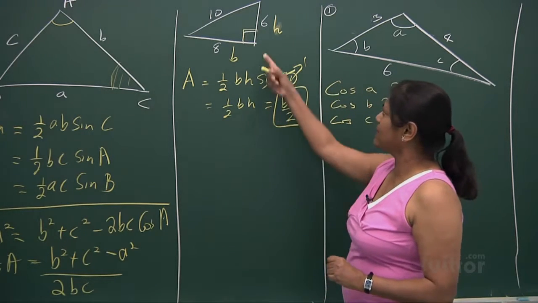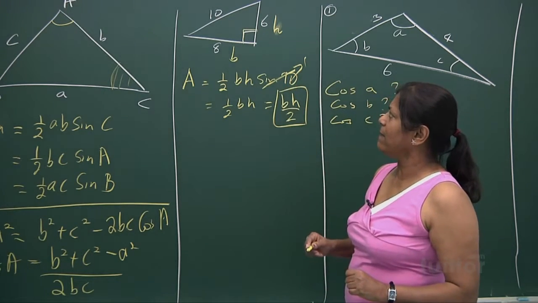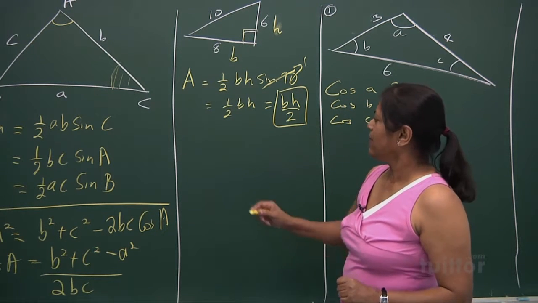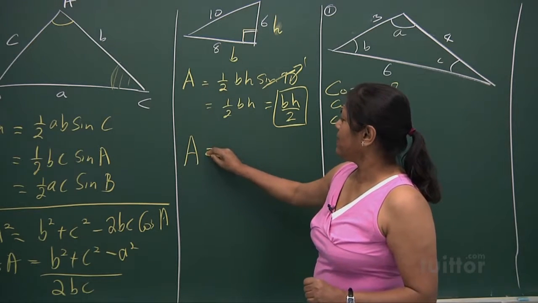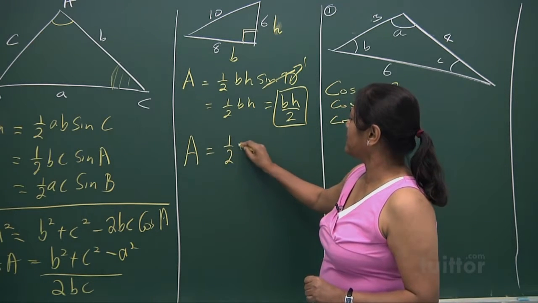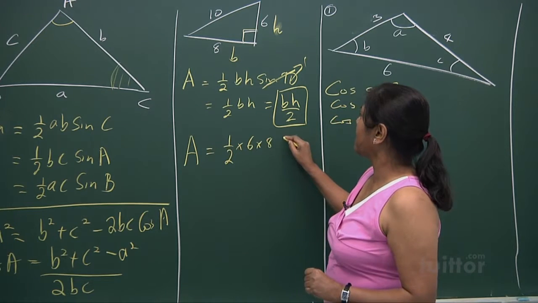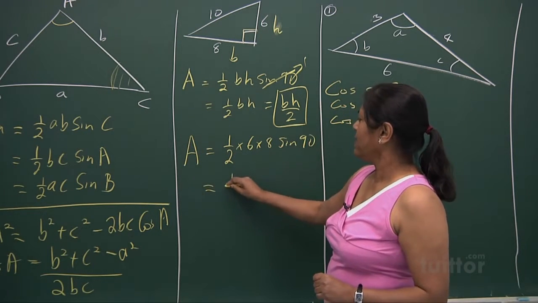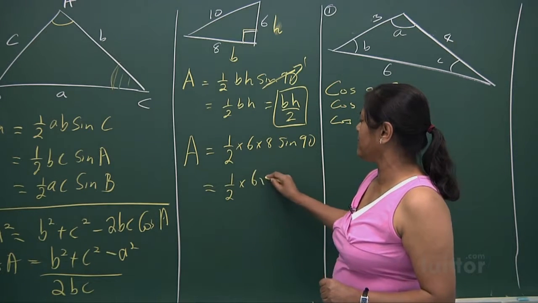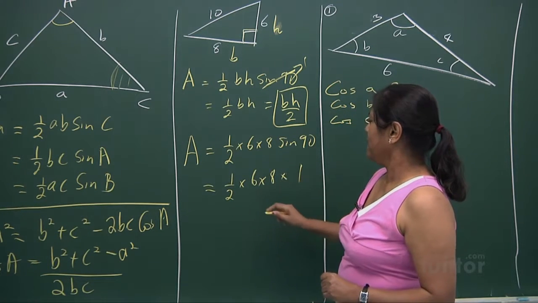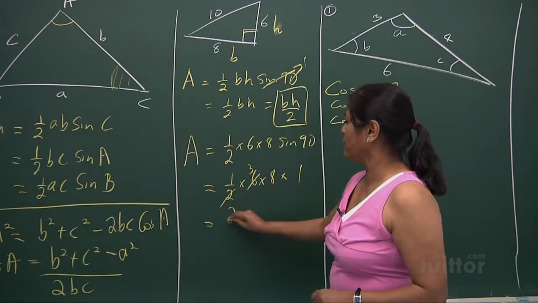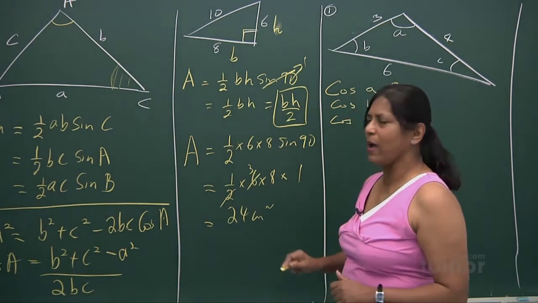Now let's look at this sum. What is the area of this triangle? We said area equals half times 6 times 8 times sine 90 degrees. You put it in and you know that sine 90 degrees is 1. So you can cancel it and you get 3 times 8, which is 24 cm squared.